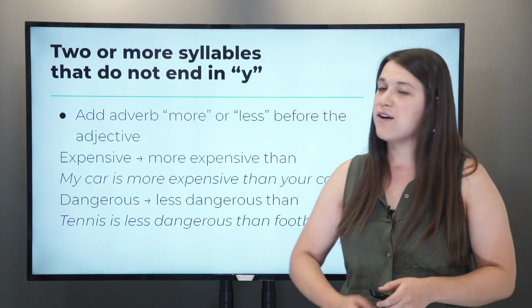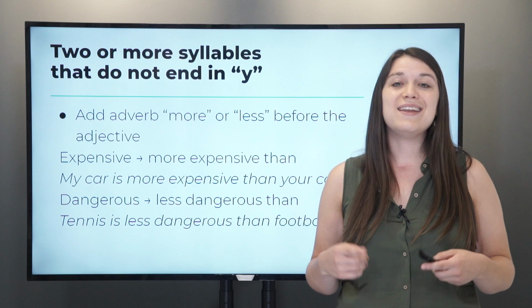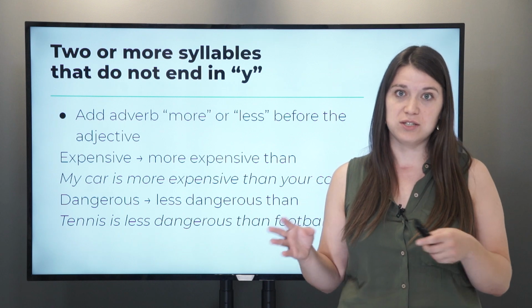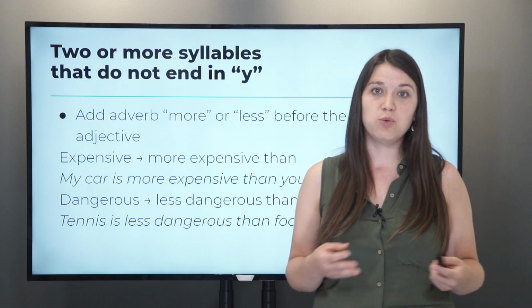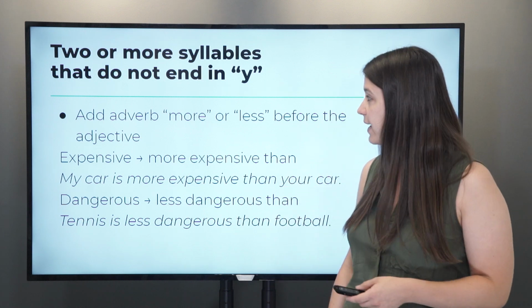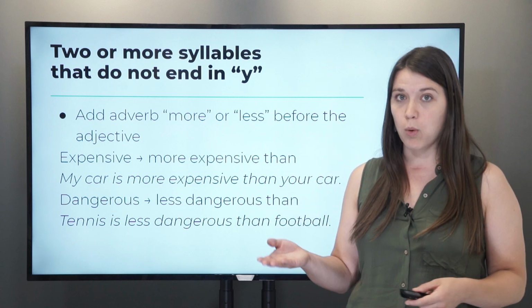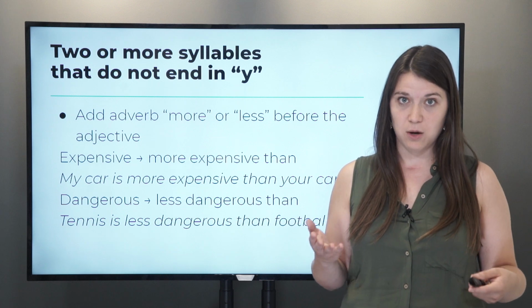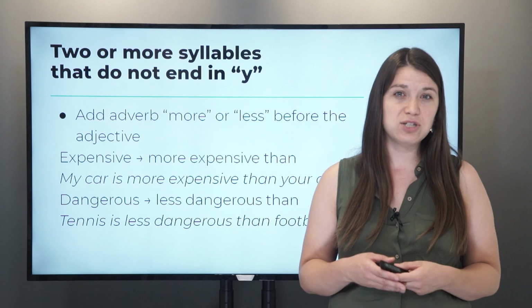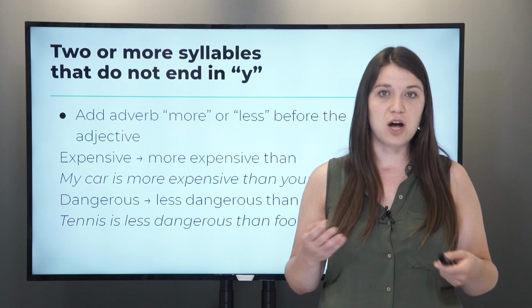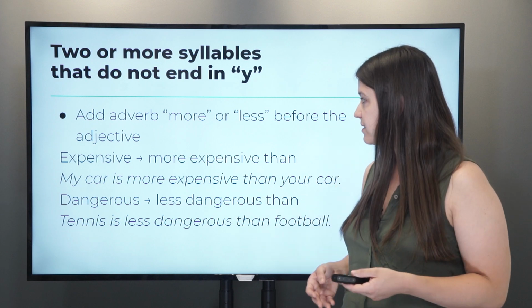Okay, if we have two or more syllable adjectives, and it's not ending in Y, so we just looked at two-syllable adjectives ending in Y. If the adjective has two or more syllables and does not end in Y, the rule changes. So we add the adverb more or less, depending on the kind of comparison that we want to make, before the adjective. The adjective itself, in this case, does not change. We simply add this word more or less.